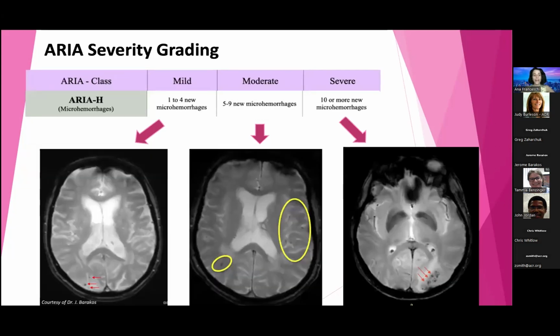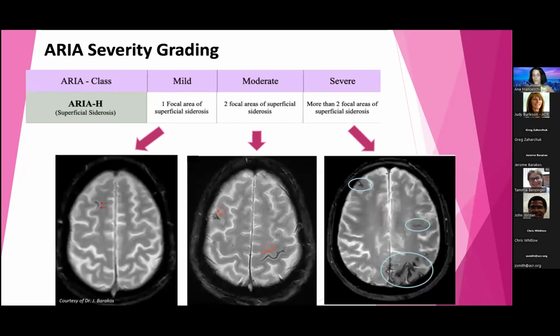As far as ARIA H, and specifically microhemorrhages, mild ARIA H is the interval development of 1 to 4 new microhemorrhages, as you can see here on the example on the left. Moderate ARIA H is identifying 5 to 9 new microhemorrhages, as you can see here in the middle. And then severe ARIA H is 10 or more new microhemorrhages.